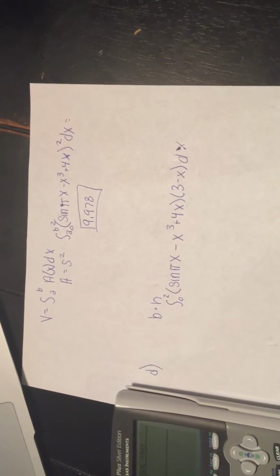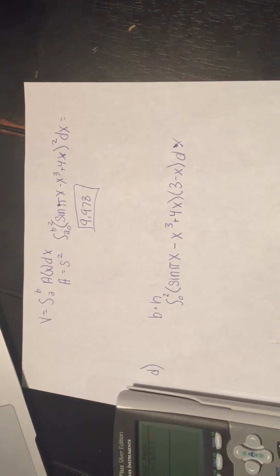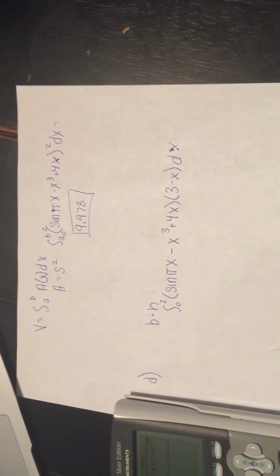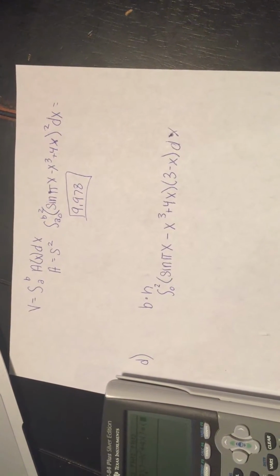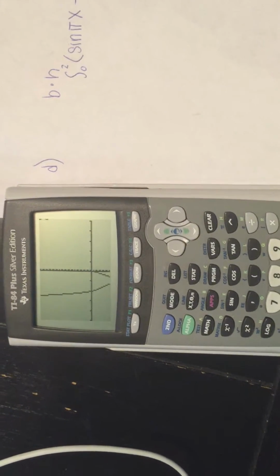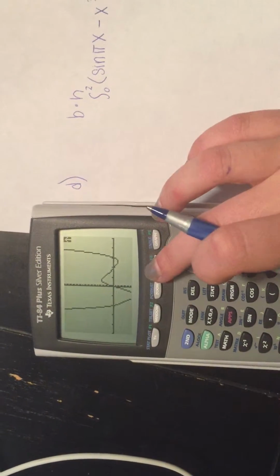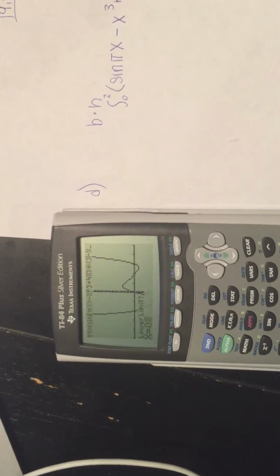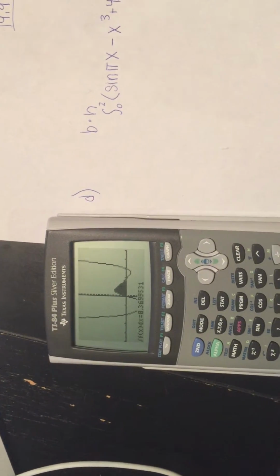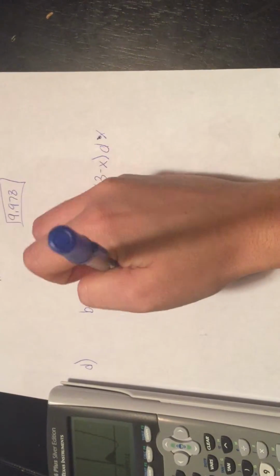So when we go over to our calculators, we're going to clear the y equals button and put parentheses around sine pi x minus x cubed plus 4x, multiply that by 3 minus x, graph that. Okay, press the calculator button, find the integral from 0 to 2, and then the answer ends up being 8.369, and that's part D.